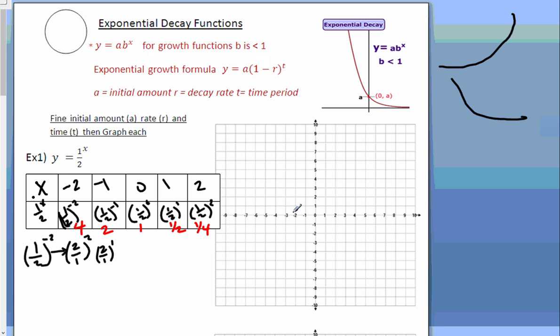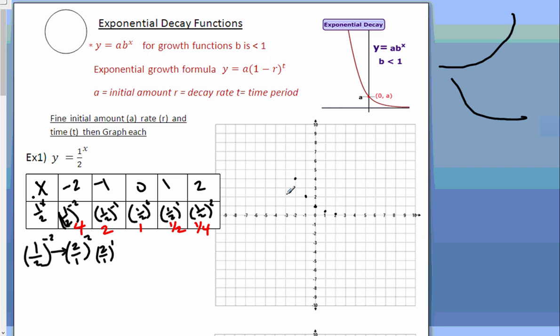Graph these. -2 is 4. So remember, very different from yesterday, right? Because we're starting big first. And then -1 is 2. Going down, isn't it? 0 is 1. Looks linear, but it's not. 1 is 1/2. And 2 is 1/4. So you can see what's happening. It's going to do something like this, right?